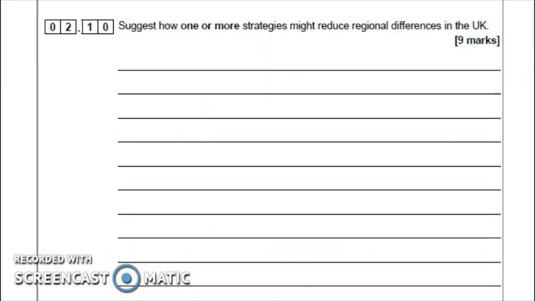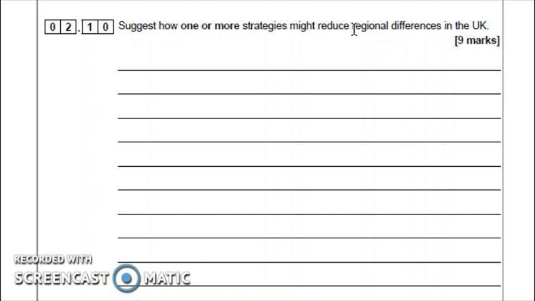Question 10. Suggest how one or more strategies might reduce regional differences in the UK. The UK can generally be split into two sections. You've got the rich, wealthy south and the poor north. So the question is basically asking what can be done to reduce the gap between the two.